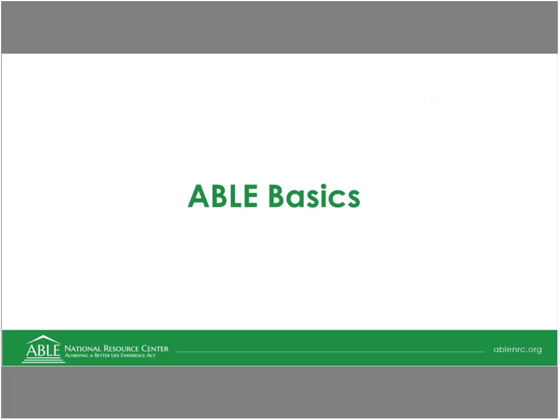Okay, let's talk a little bit about ABLE Basics. So these are going to be things that are going to be consistent across all ABLE programs, no matter if you're interested in the Virginia plan or the Oregon plan or the Ohio plan or the Nebraska plan. These are things that are found within the federal law that will remain consistent no matter which program you choose.